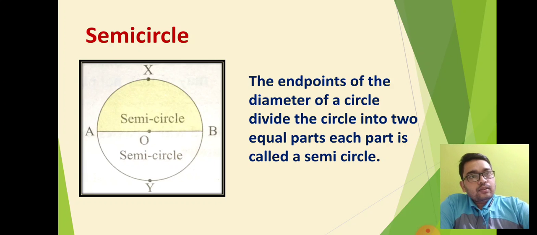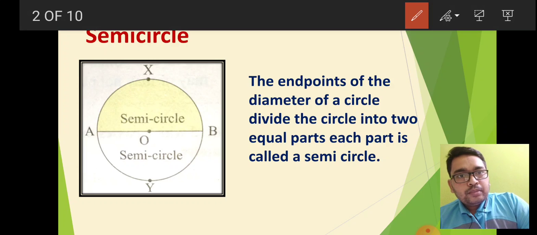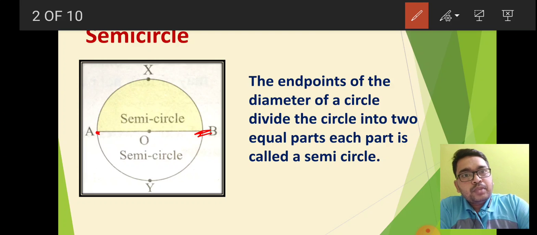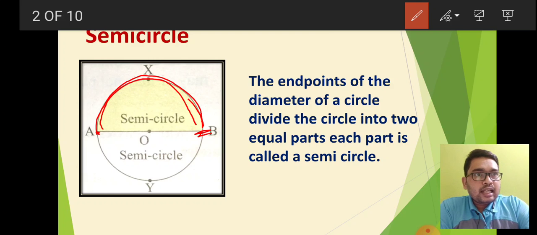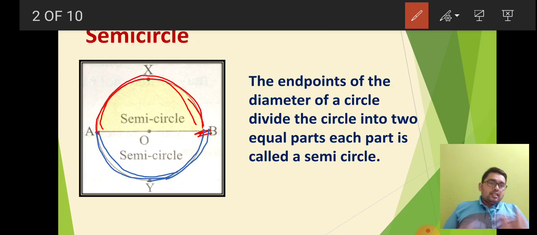Like if you see here, I am explaining: this is the diameter, this is the end point A and this is the end point B. This part AXB, from here to here, is a semicircle, and the remaining part is also a semicircle. I am showing you by a different color. So the end points of the diameter divide the circle into two equal parts, and each part is known as a semicircle, meaning half circle. Easily you can understand.